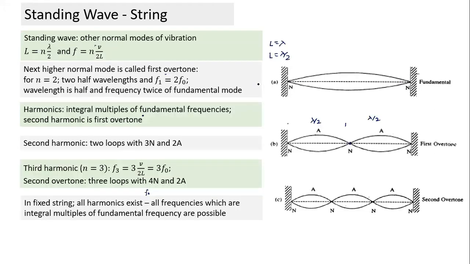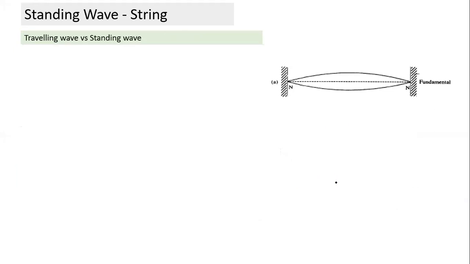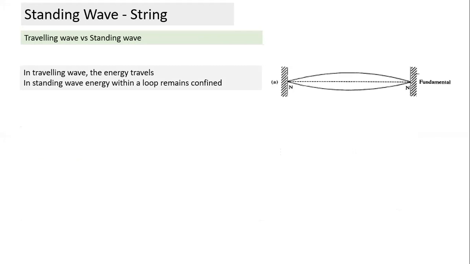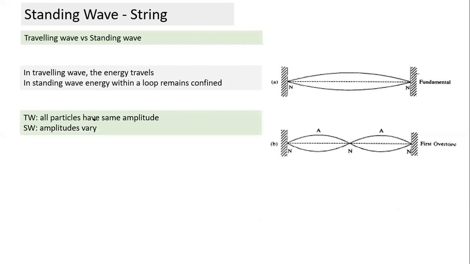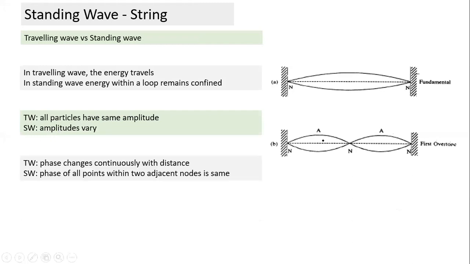Let's take the previous case also. If I take this point, it always remains at rest. It means no transfer of energy from one side to the other. So whatever energy is within one loop remains confined within the loop. The energy does not get transferred from one loop to the other. So no transfer of energy. In a traveling wave the energy travels; in a standing wave the energy remains confined. In a traveling wave, all particles have the same amplitude, though phase may vary. In a standing wave, amplitudes vary. That's why we form nodes and antinodes.